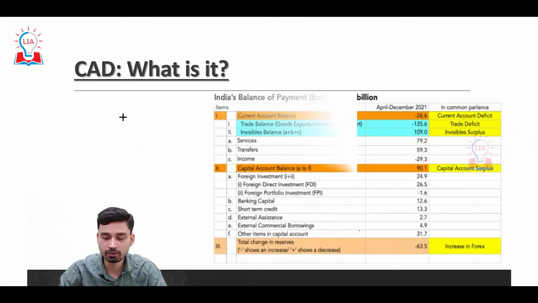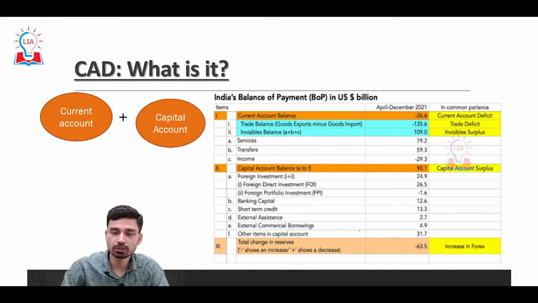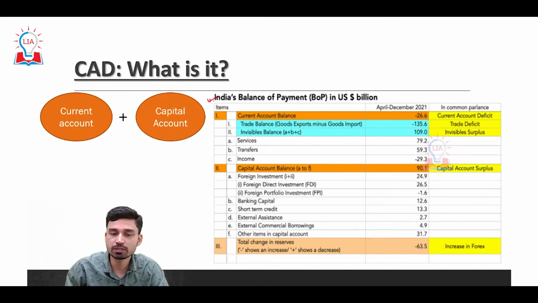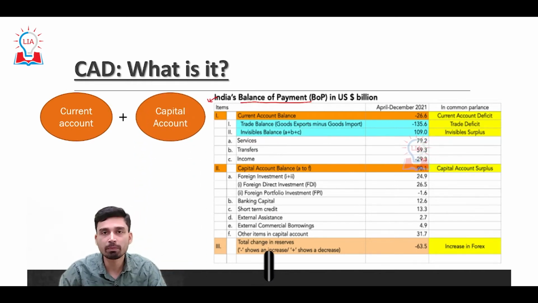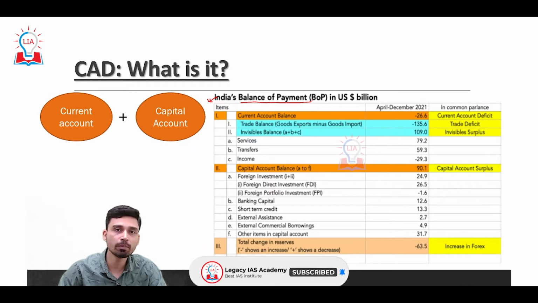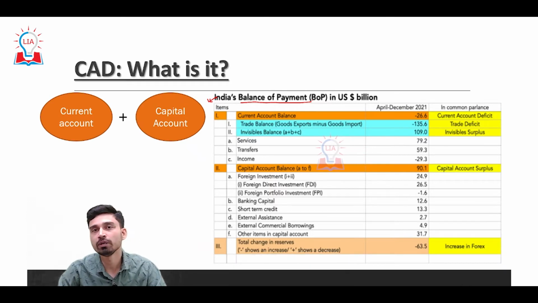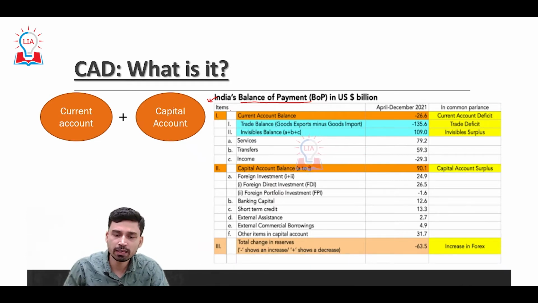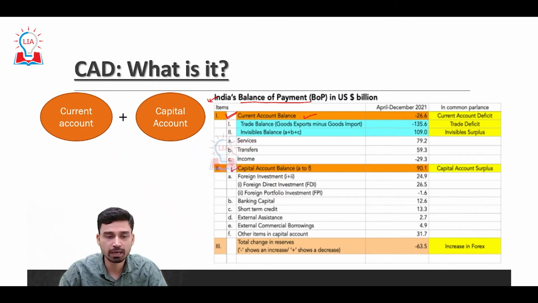Now, let us try to understand this. The chart that you see is called the balance of payment. Balance of payment is nothing but a kind of ledger or account that maintains how much money has gone away from India and how much money has flowed into India. This balance of payment is made up of two different balances. The first is called the current account balance, while the second is called the capital account balance.